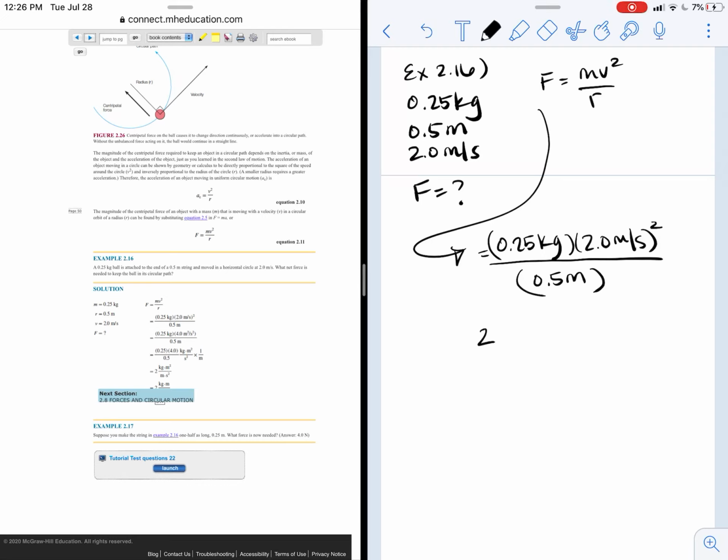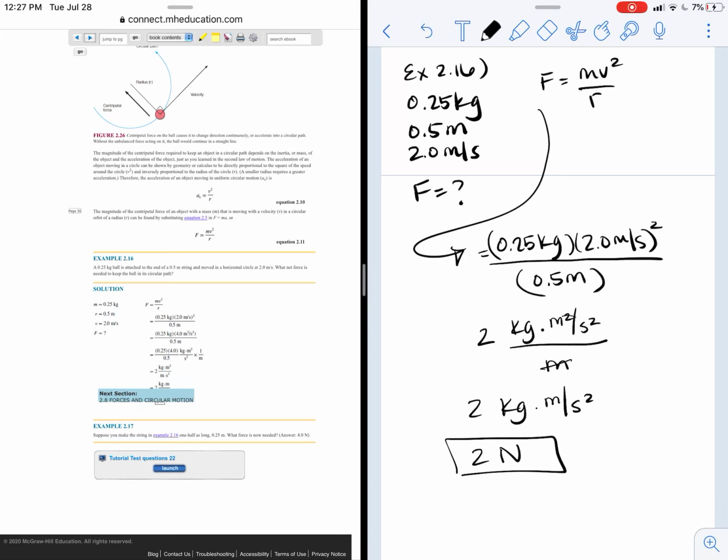But I just want to show you really quick on the units. So you've got kilograms times, and when you square this 2, you also square the meters per second. So you end up with meters squared per second squared divided by meters. Because of that meters, it's going to cancel one of those. So you end up with kilograms times meter per second squared, which is the same thing as a Newton. Okay? And yep, we only need one significant figure because of that 0.5.